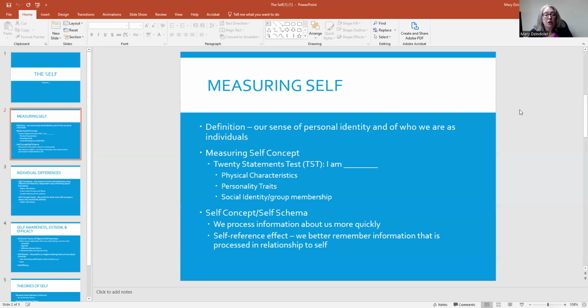The most popular measure by far is called the TST, and it stands for Twenty Statements Test. You give someone a sheet of paper, or on the computer the questions come up one at a time, and it says, I am blank line. And you ask the person to fill in the blank line. I know it sounds really boring, but it is amazing what a good test this is. It's one of the best ways we have to measure it.